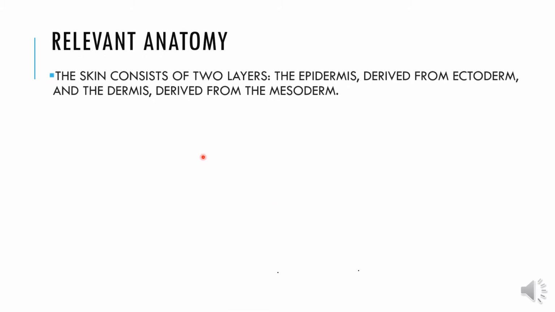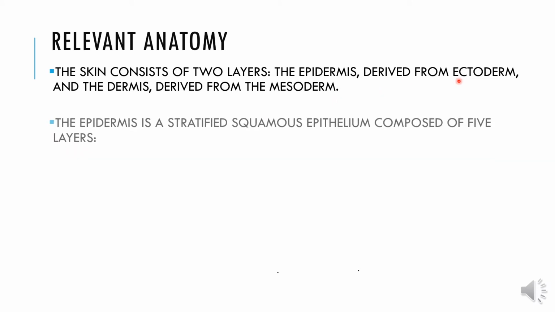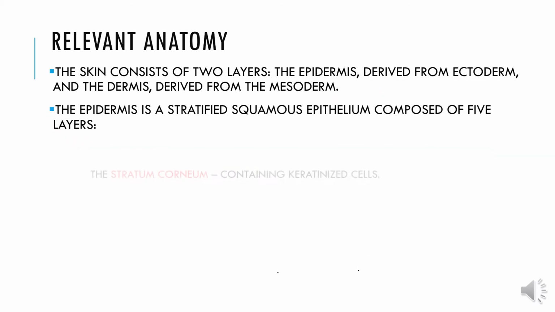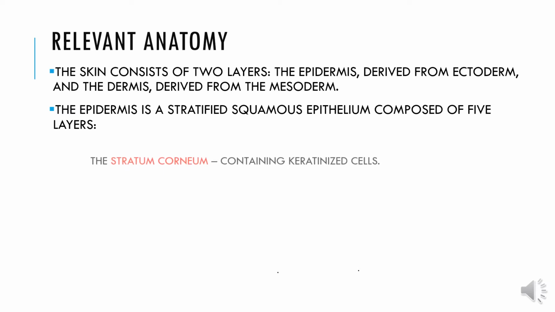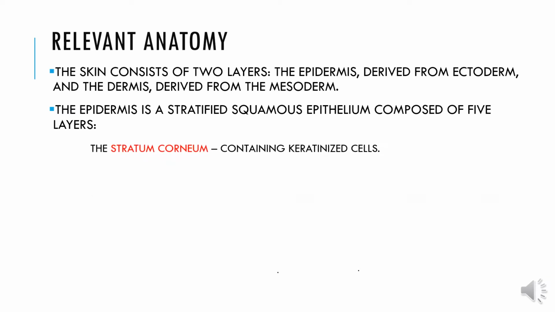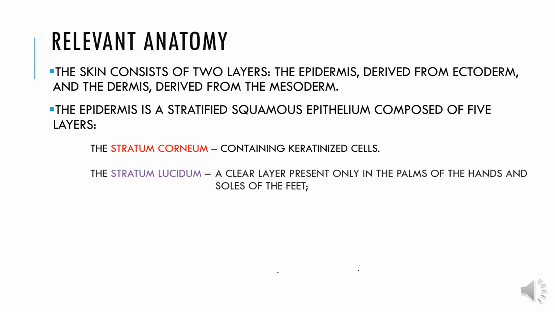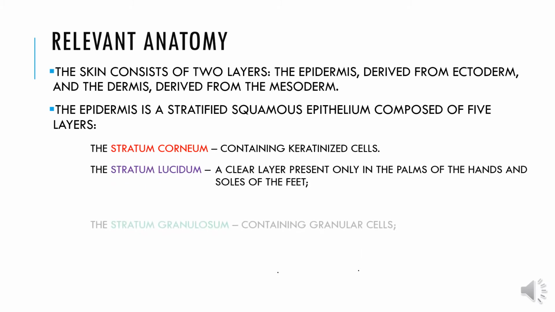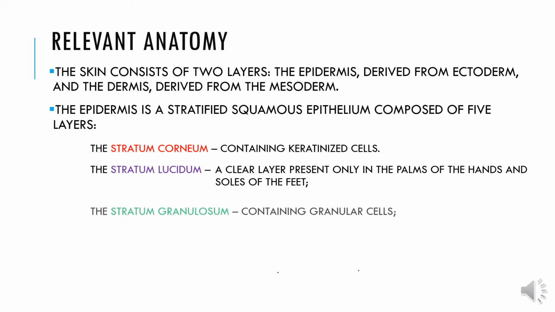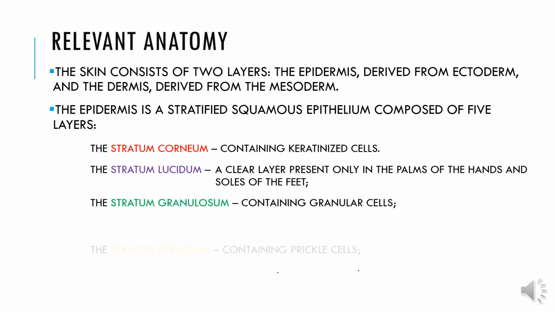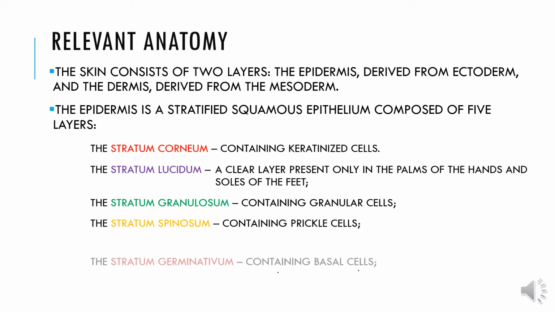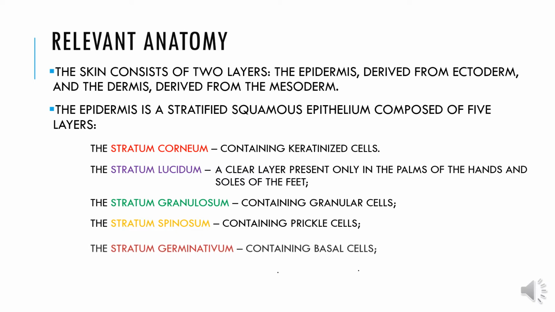The skin consists of two layers, the epidermis derived from ectoderm and the dermis derived from the mesoderm. The epidermis is a stratified squamous epithelium composed of 5 layers: the stratum corneum, which contains keratinized cells; stratum lucidum, which is a clear layer present only in the palms of the hands and soles of the feet; the stratum granulosum, which contains granular cells; the stratum spinosum, which contains prickle cells; the stratum germinativum, which contains basal cells.